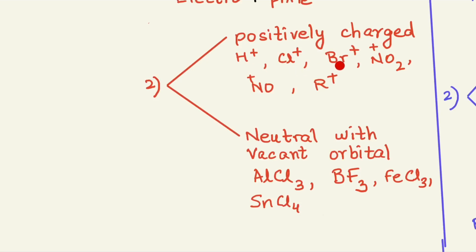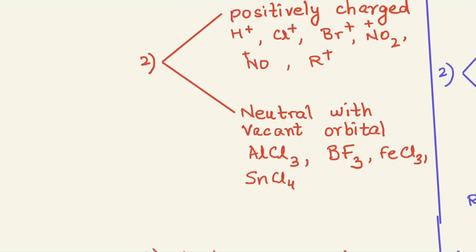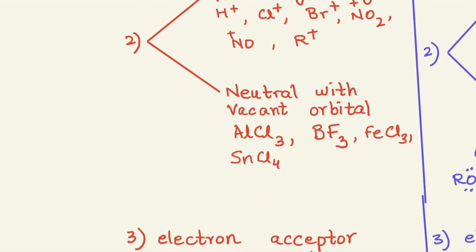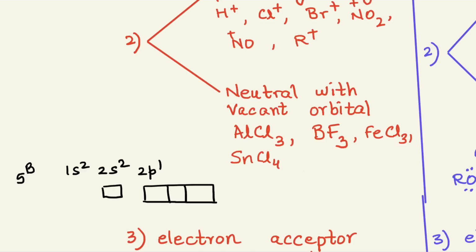Cl positive, Br positive, NO2 positive, NO positive, alkyl group with a positive charge. All these are examples of electrophiles with a positive charge. They can also be neutral with vacant orbitals in them. So for example, I take the case of BF3, boron trifluoride. Boron is atomic number 5.